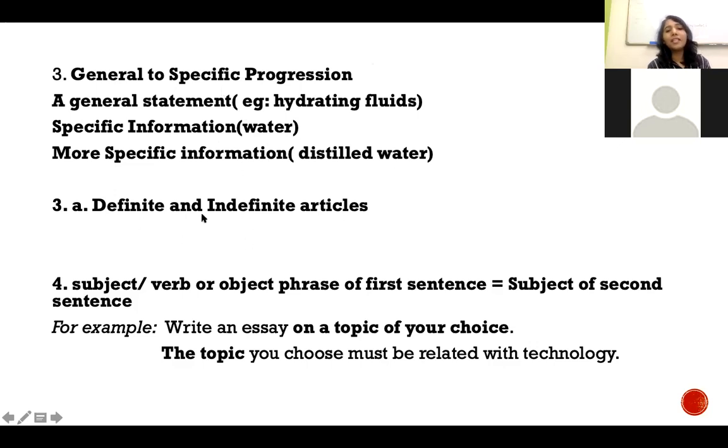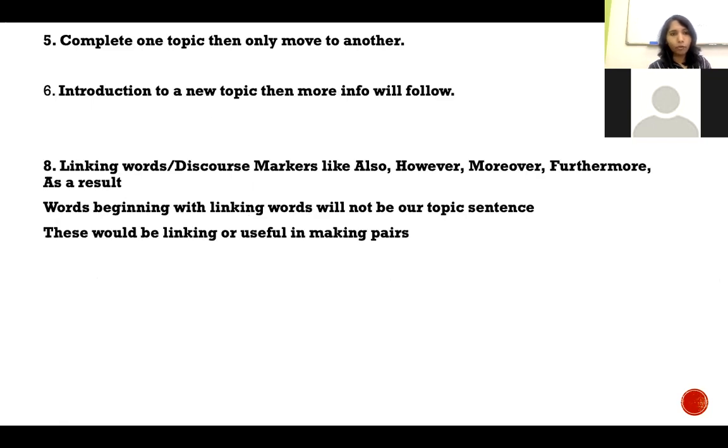Okay, then definite and indefinite articles, I'll explain more about it. Then subject, verb, and object. Even though I tell you this as one of your approaches, the fourth one, which is subject, verb, and object, where the subject of the second statement is actually the object of the first sentence, or the object of the first sentence becomes the subject of the next. I don't vouch too much for this because it's not always the case. But definite and indefinite articles, yes, I will explain that as we move on further.